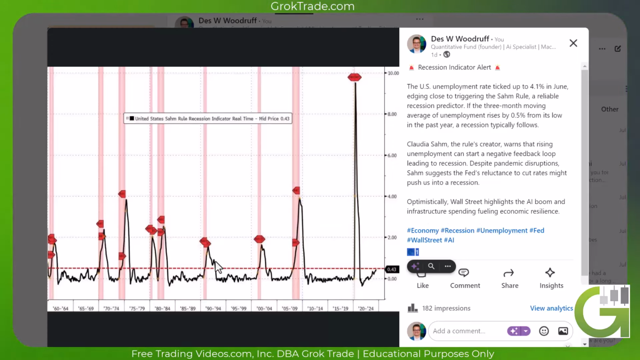But if you look at this, how do you read this chart? You can see this here. 0.3 is where we're at this moment. But anytime we tick higher than this line, you go into a major recession. This was the Corona crash.